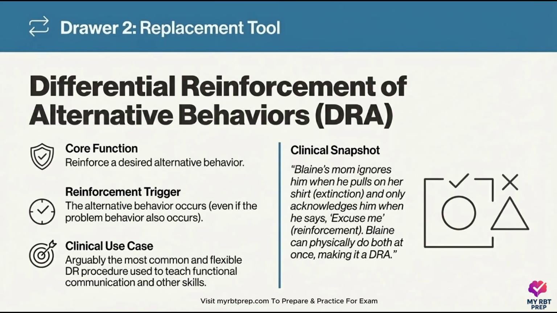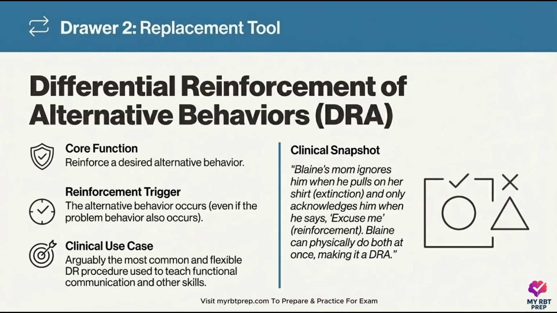Now, look closely at the reinforcement trigger, because this is where the professional distinction lies. In a DRA, the alternative behavior creates the payout. But here is the critical nuance. The problem behavior and the new behavior can coexist physically. Shift your eyes to the clinical snapshot to see this in action.